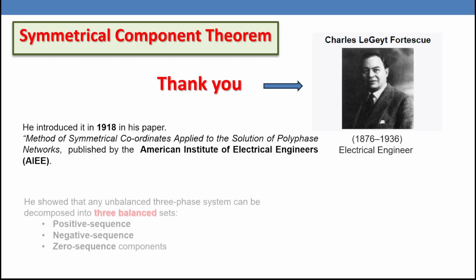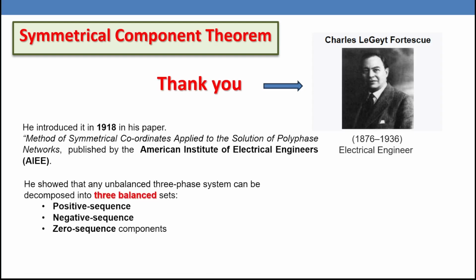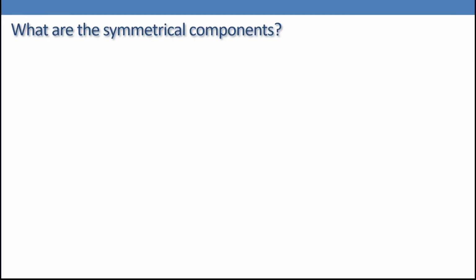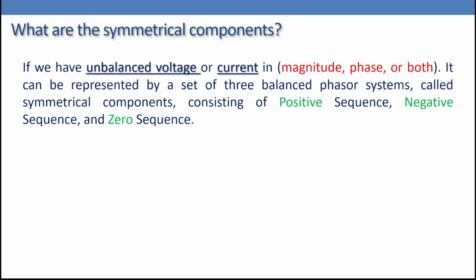According to that, he showed that any unbalanced three-phase system can be decomposed into three balanced sets: positive sequence, negative sequence, and zero sequence. You may not understand what that means yet. We are going to detail that in the next slides. So what are the symmetrical components? If we have unbalanced voltage or current in magnitude, phase, or both, it can be represented by a set of three balanced phasor systems called symmetrical components, consisting of positive sequence, negative sequence, and zero sequence. Still, we didn't understand. Let us put it in a matrix form.